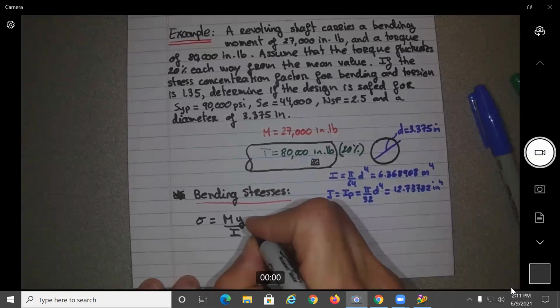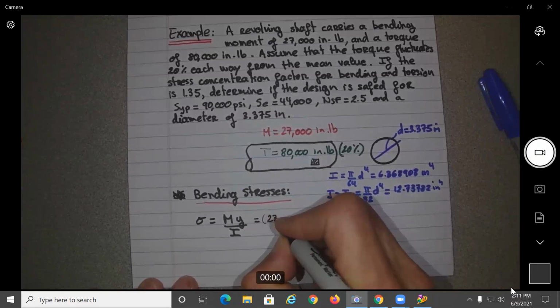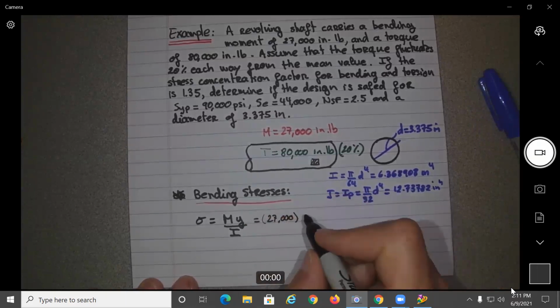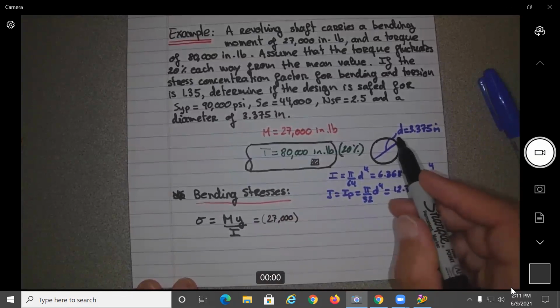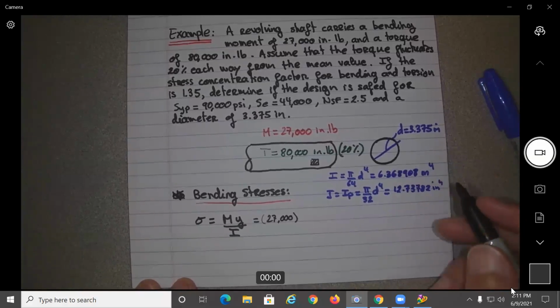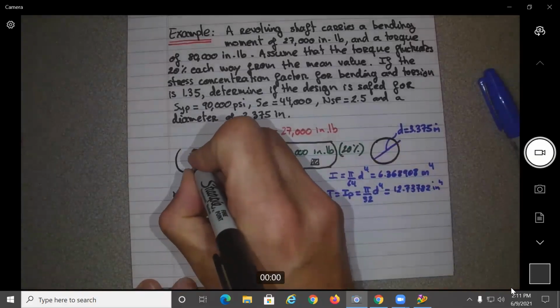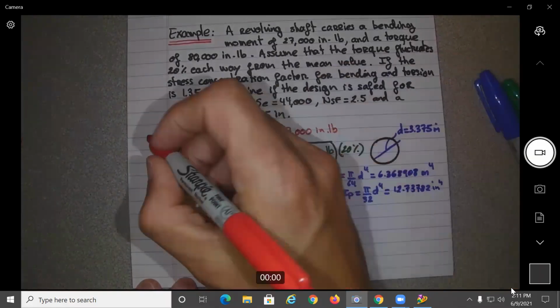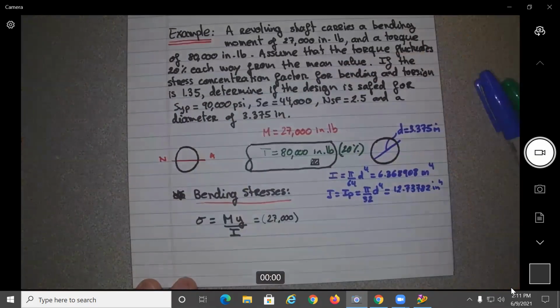Okay, so if we do the calculation for this one I have it, but I'm not gonna have the next one. So this will be equal to what? 27,000. What would be the Y? Should be the radius, no? Half the diameter, correct? Yeah? I don't need to do the figure, no? So we have here, this would be the neutral axis. This would be the Y, no?